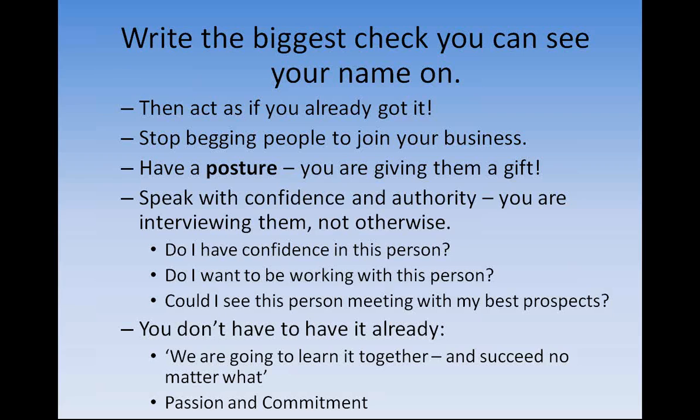So you need to speak with confidence and authority. You are interviewing them, not otherwise. It is an interview. Even if you're having a conversation in the shop or wherever you're having it, it is an interview as far as you're concerned. So do I have confidence in this person? Do I want to be working with this person? Could I see this person meeting with my best prospects? Think about these questions before you even tell them about the business.